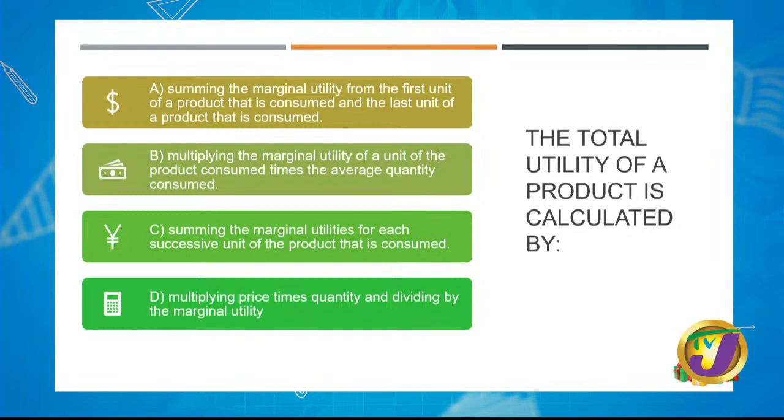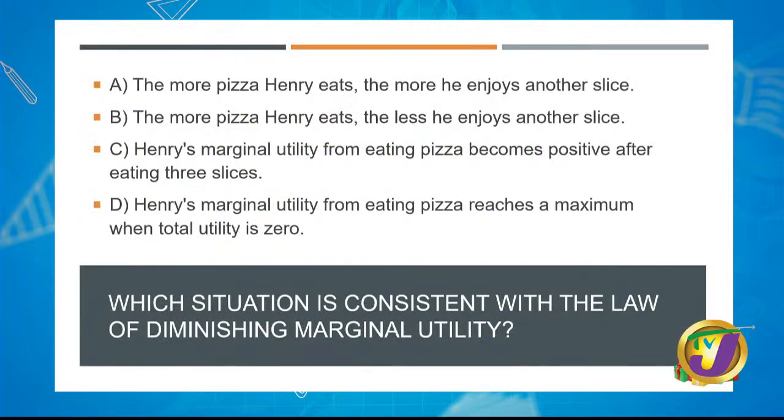The second question says the total utility of a product is calculated by, and the response there is the third one, and it is the summing of the marginal utilities for each successive unit. And I gave away this answer already. This is another question for you to look at. Which situation is consistent with the law of diminishing marginal return? Have you figured it out as yet? I hope you're writing these down.